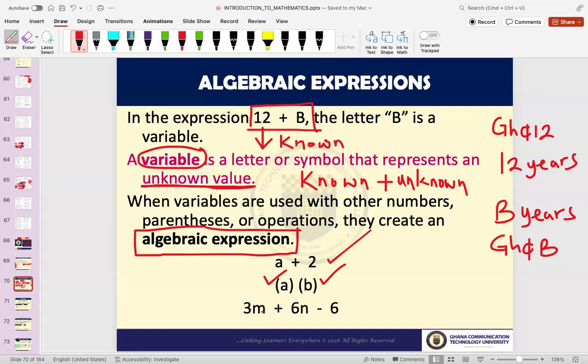Unknown. I have 3m plus 6n minus 6. I know 3. I don't know the value of m. I know 6. I don't know the value of n. I understand 6. So we are going to simply look at algebraic expressions and the various properties that can put them together. Now, what we do in maths is that we use what we know to find what we do not know.